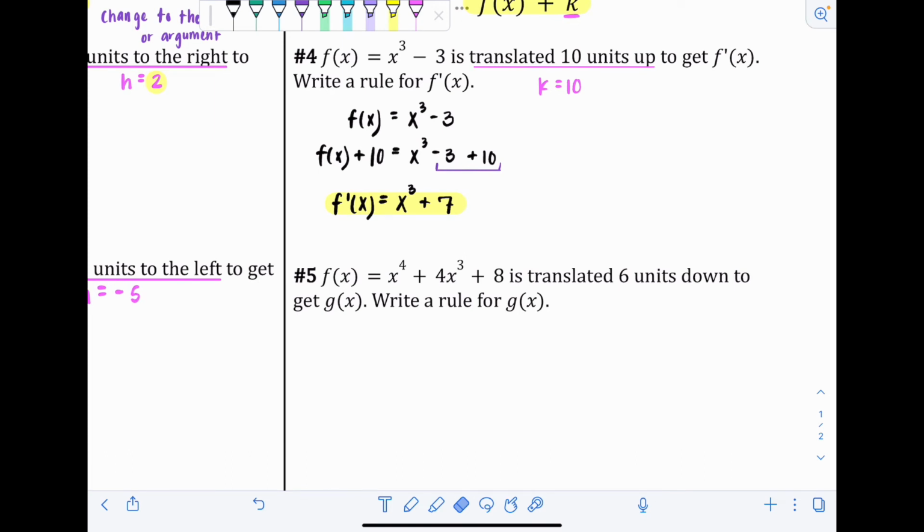Okay, and then for number 5, I'm actually going to skip number 5 for now. I'm going to go back and make that a combo problem where we do a vertical and a horizontal translation.